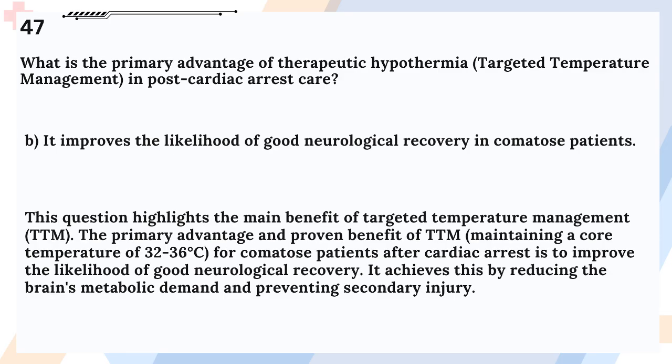Answer: B. It improves the likelihood of good neurological recovery in comatose patients. This question highlights the main benefit of targeted temperature management, TTM. The primary advantage and proven benefit of TTM, maintaining a core temperature of 32 to 36 degrees Celsius, for comatose patients after cardiac arrest is to improve the likelihood of good neurological recovery. It achieves this by reducing the brain's metabolic demand and preventing secondary injury.